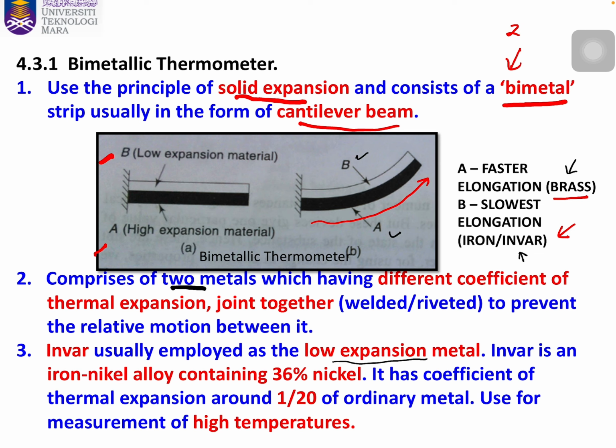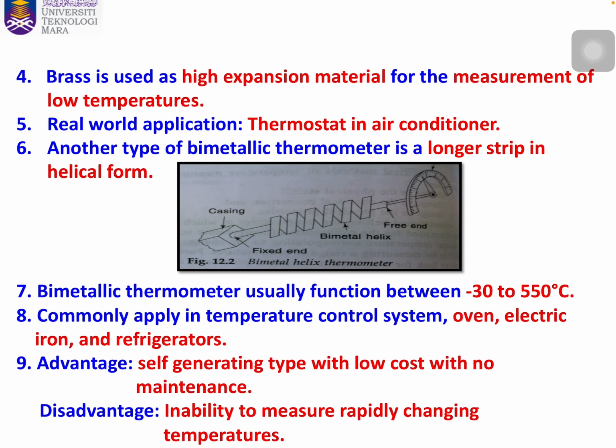A bimetallic thermometer comprises two metals having different coefficients of thermal expansion joined together, welded or riveted to prevent relative motion between them. Invar is usually employed as the low expansion metal. Invar is an iron nickel alloy containing 36% nickel. It has a coefficient of thermal expansion around 1/20 of ordinary metal and is used for measurement of high temperatures. Next, brass is used as high expansion material for the measurement of low temperature.